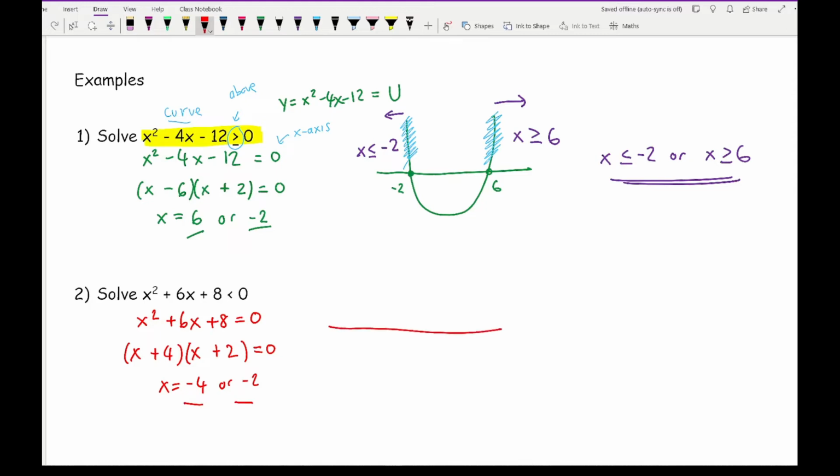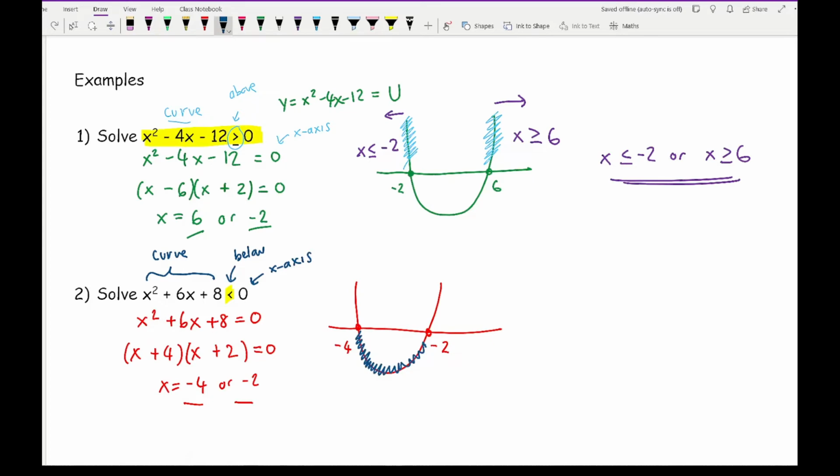So again, from this, I draw my diagram. This is going to be a U shape because my x squared is positive. And this one here on the left is going to be the smaller of the two numbers, which in this case is -4. And this one here is going to be -2 because that's the bigger of my two answers. Now here I'm looking at less than the curve. So if I translate this, reading the inequality, this bit here represents the curve or the parabola. This means below, and the 0 means the x-axis. So I'm looking for the region of the parabola where it's below that horizontal line, which is this bit here.